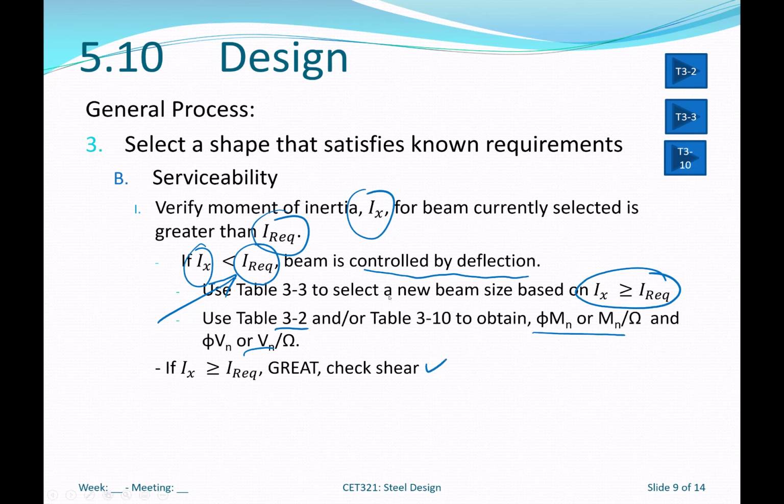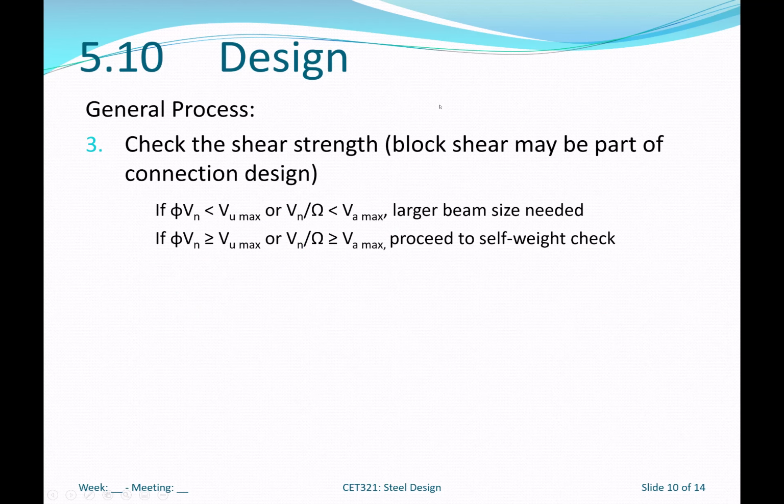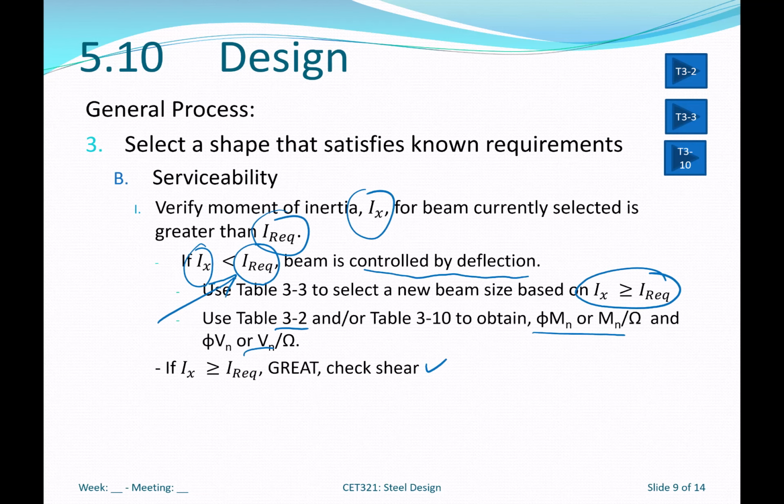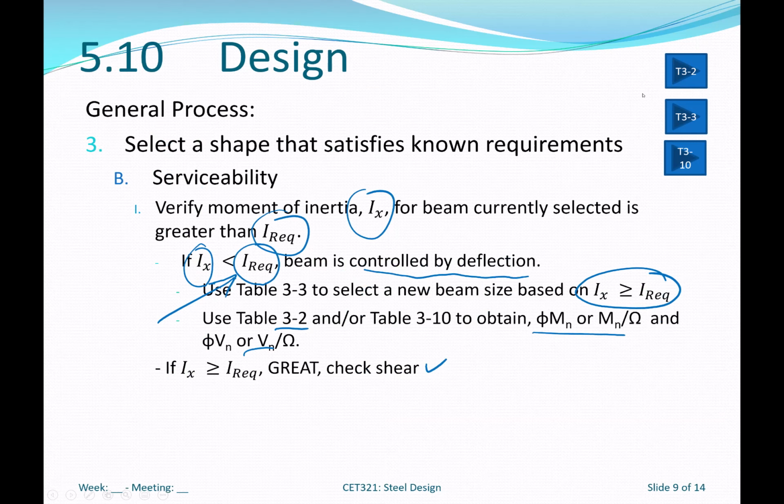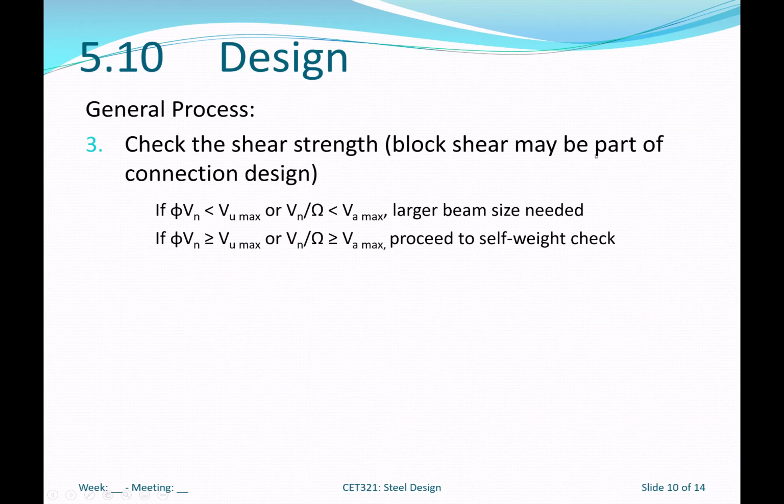Just go and check shear. And shear is a pretty easy check because it's in table 3-2. If you look at table 3-2, here are your shear strengths. So you definitely want to look at table 3-2. If not, you'll have to use the calculations, which again aren't tough, but you'll have to use the calculations.